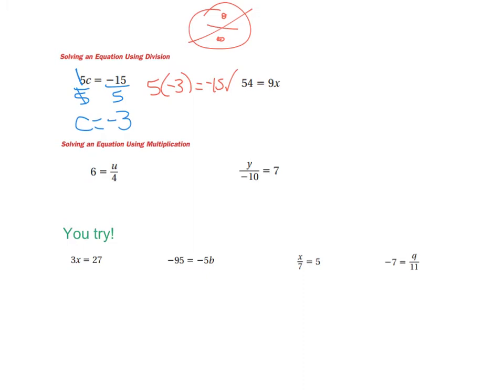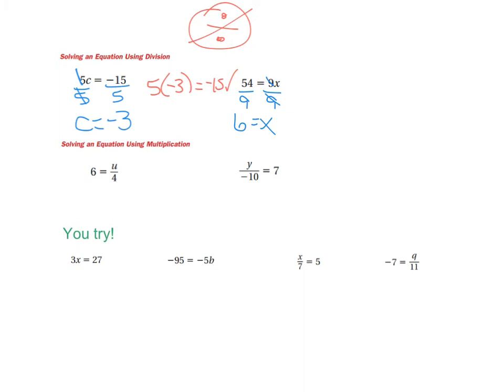Next one. 54 equals 9x. I'm trying to isolate x. The 9 is in the way. That is multiplication. The inverse operation is division, so I'm going to divide that side by 9, and whatever I do to one side of the equal sign, I have to do to the other. 54 divided by 9 is 6. My 9's cancel. They become 1, and 1 times x is just x, so x is 6. That's how you solve equations that are originally multiplication.